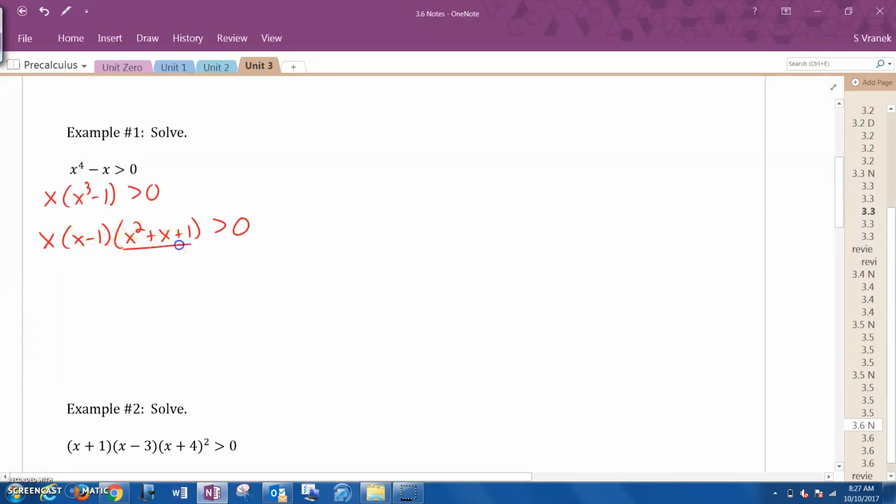Now here's the thing though, this quadratic will not give you real answers, so you can't even use those as zeros. We really only need to use the x equals 0 and x minus 1 equals 0, so x equals 1. So now you're going to make a number line, and we're going to put 0 on, as well as 1. And they're both going to be open circles. And so now we're going to test. So I'm going to use -1, I guess 0.5, and 2.